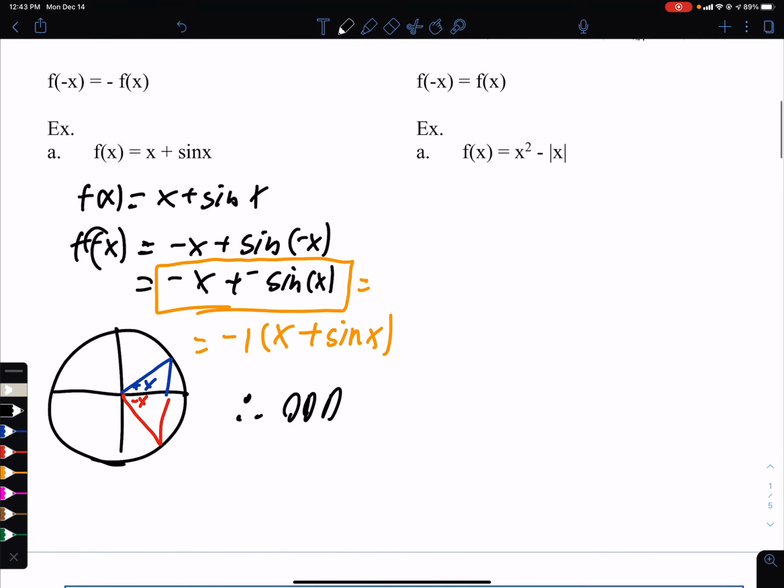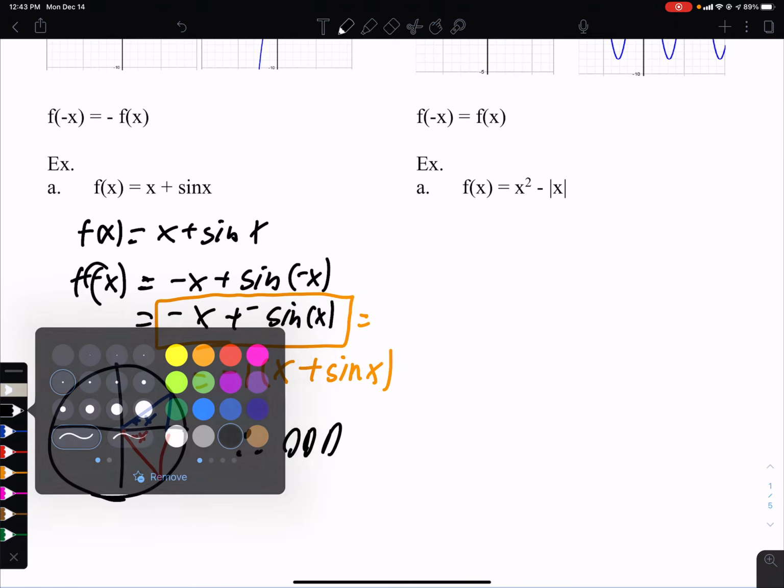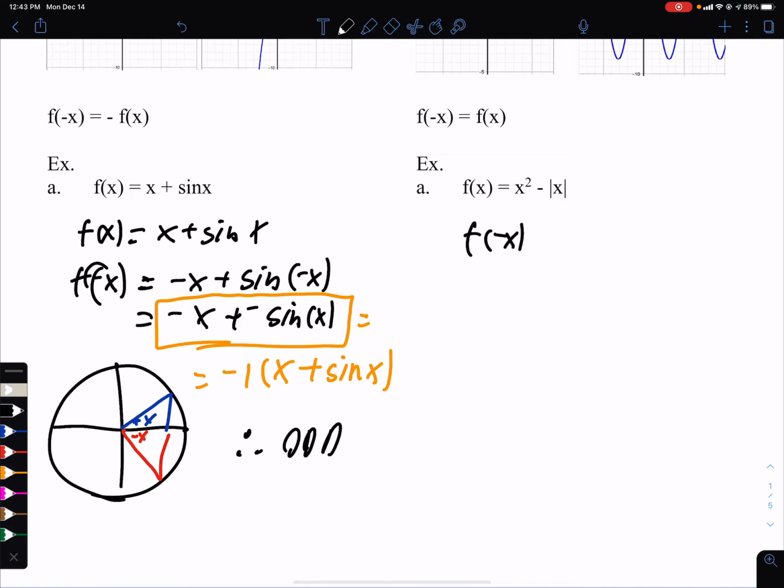Here, let's try plugging in minus x. I get minus x squared minus absolute value of minus x. That's x squared plus, or excuse me, the absolute value gets rid of any minuses, so it just becomes x.